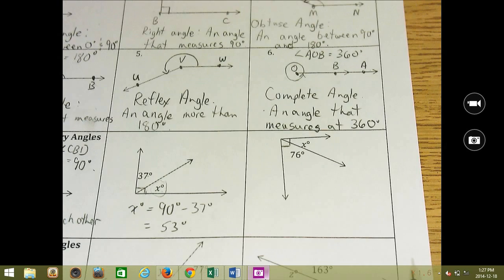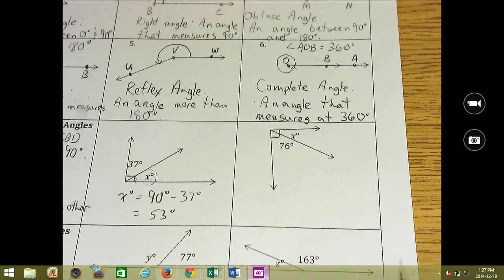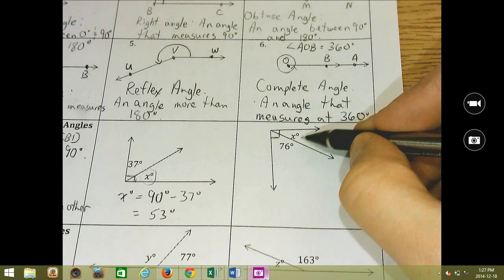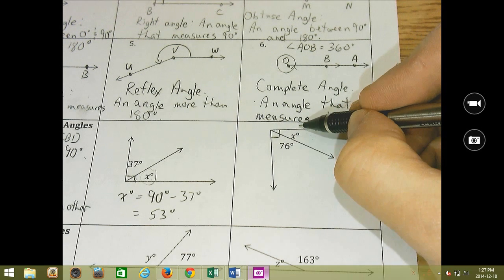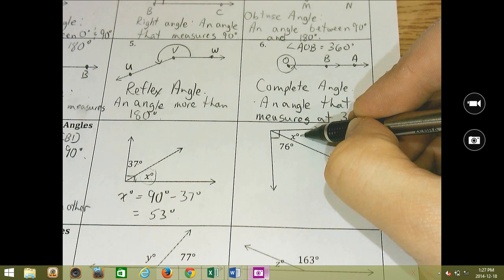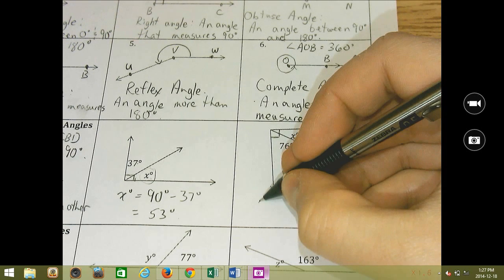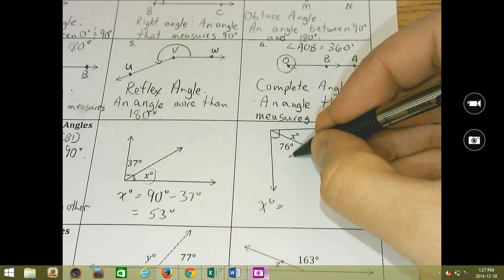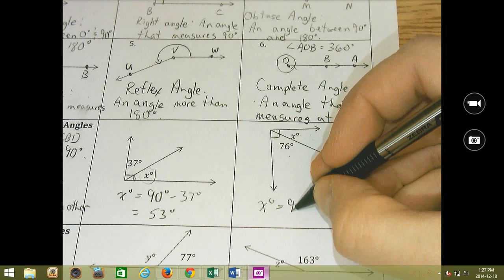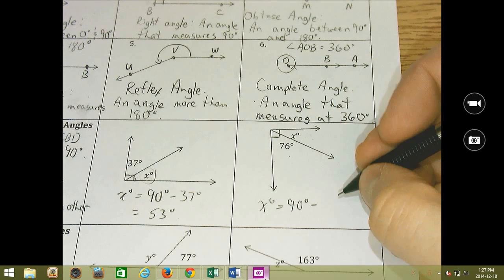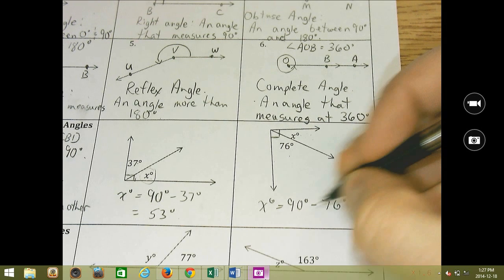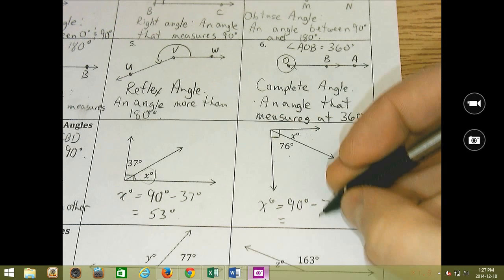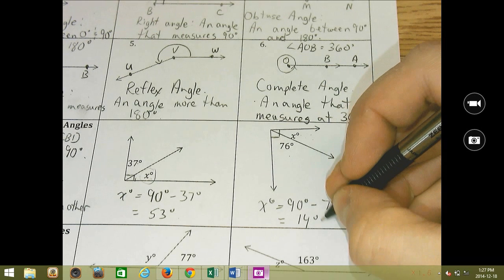And just one more example to hammer this home. I've got two complementary angles here. I know that this one is 76. I know that this one here is unknown, so to find my x, because I know that these two have to equal 90 degrees added together, I can do x degrees is 90 minus my 76, which would be 14 degrees.